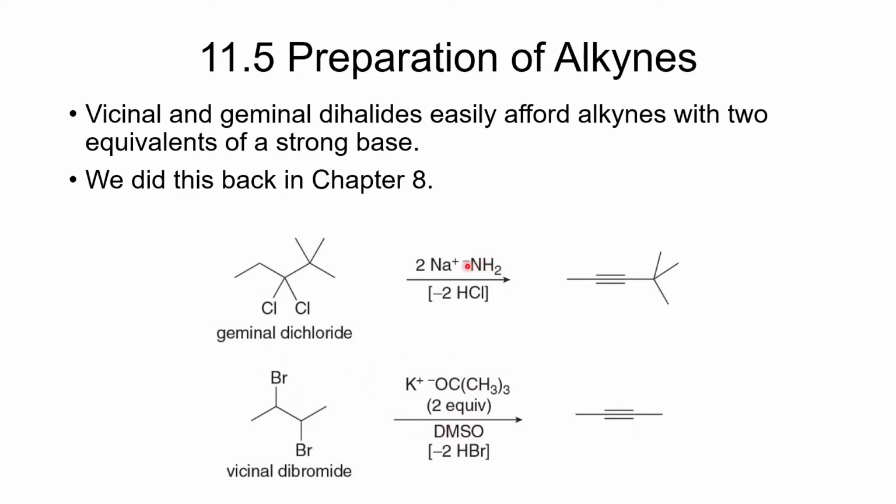These will do two E2 reactions. So we'll get two E2 eliminations across the carbon-carbon bond, and we'll form these alkynes. So that is an important one to remember, because first of all, it's already one that you have learned, and we're going to use this in synthesis a little bit later.